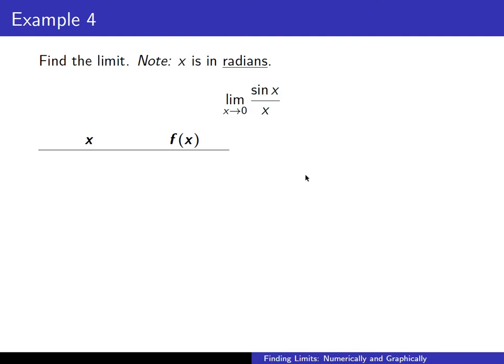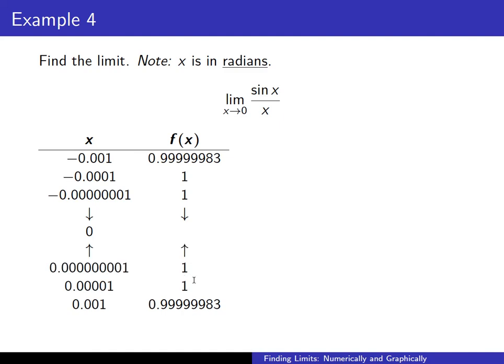So we're getting closer to 0. For negative 0.001, here's our output value. Again, make sure you're in radian mode. Even closer to that, it couldn't hold that many decimal places, and even closer than that, it still couldn't hold that many decimal places, so it just rounded up to 1.